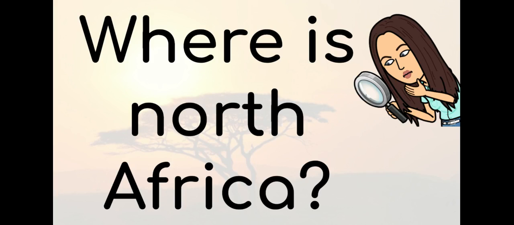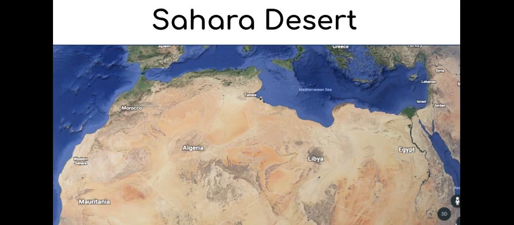Today's lesson will be about where North Africa is and what kind of land and climate is there. Let's look at a satellite image of North Africa. It is mostly desert and sand and rock, called the Sahara Desert, and it has very little vegetation that can be seen from space. Although it does border the Mediterranean Sea and the Atlantic Ocean, there are small coastal regions that you can see that have green landscape, which means more moisture and vegetation.